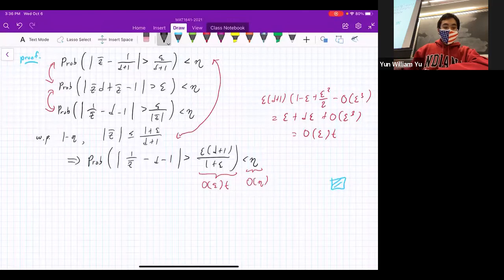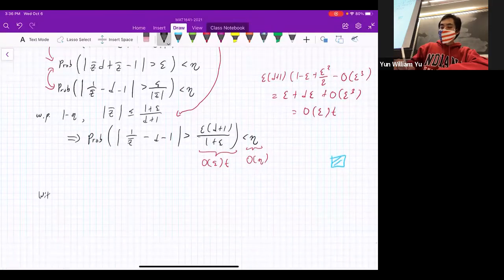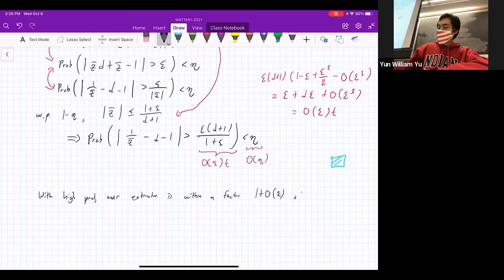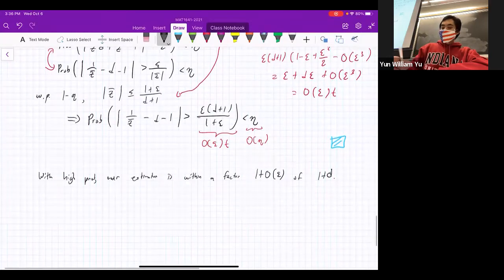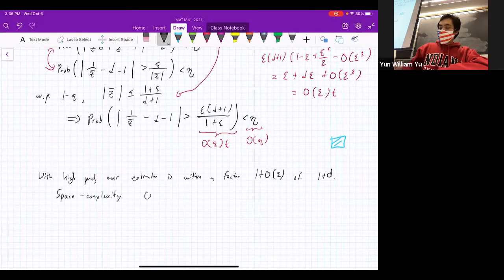So from all this, we can conclude that with high probability, our estimator is within a factor 1 plus O of epsilon of 1 plus D. And what's the space complexity of this estimator? Space complexity is O of 1 over epsilon squared eta.